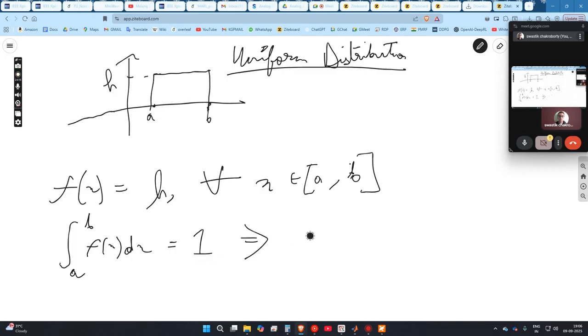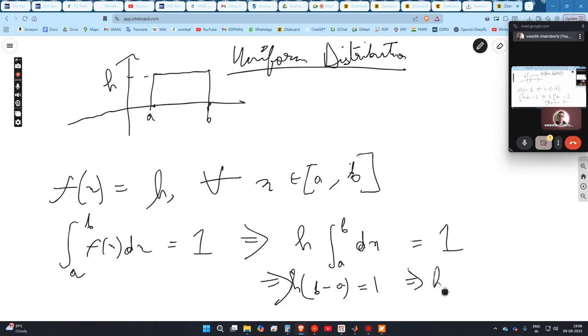So the integral of h dx is equal to 1, which implies h(b minus a) is equal to 1, which implies h is equal to 1 by b minus a. So this is equal to 1 by b minus a. So that is the PDF.